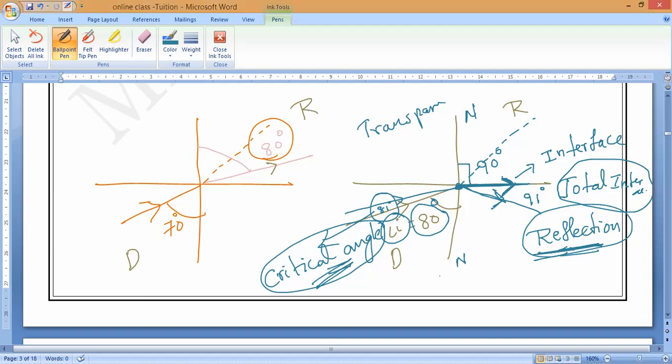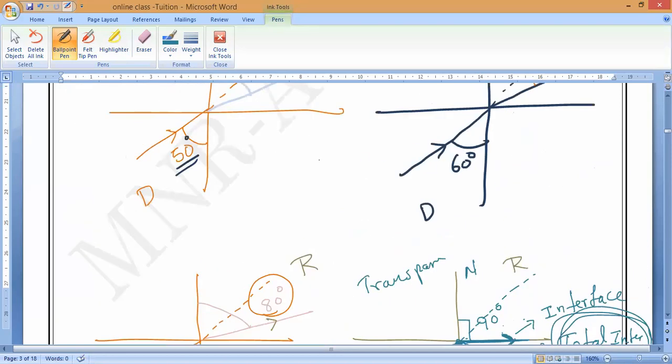So at a particular angle, where instead of refraction, reflection is taking place, that is called the critical angle. At the critical angle, instead of refraction, internal reflection will take place. That is called total internal reflection. At the critical angle, light reflects back into the same medium. This is what happens in the case of a rainbow also.